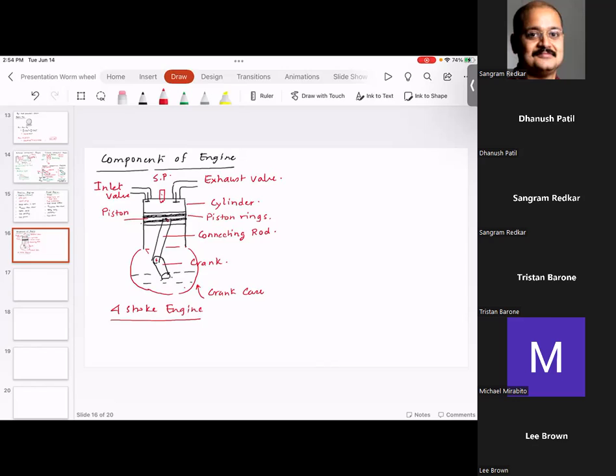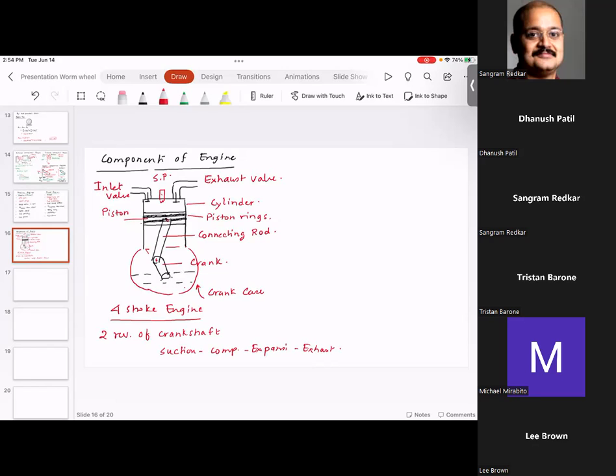In a 4-stroke engine, 2 revolutions of the crankshaft accomplish suction, compression, expansion, and exhaust. So that's why this is called a 4-stroke engine.